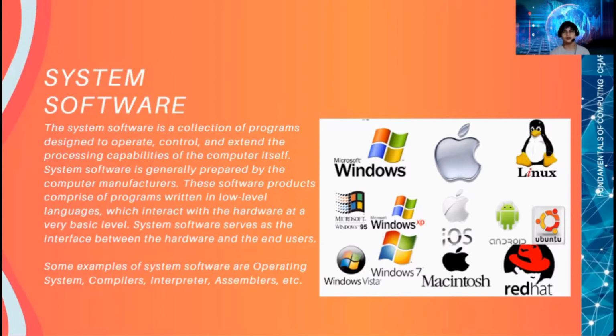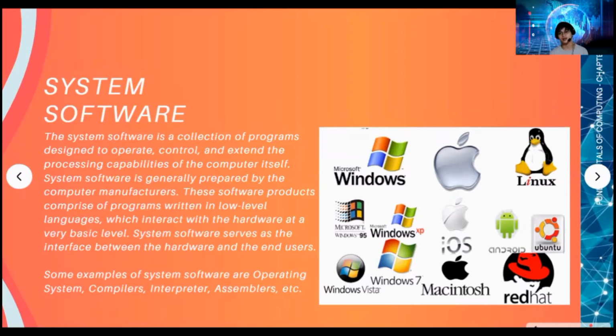These products comprise programs written in low-level languages. When we say low-level languages, guys, these are very hard languages, which interact with the hardware at a very basic level. System software serves as the interface between the hardware and the end users. Some examples of system software are operating systems, compilers, interpreters, and assemblers. Examples are Windows, Linux, iOS, Android, and Ubuntu. These are system software.